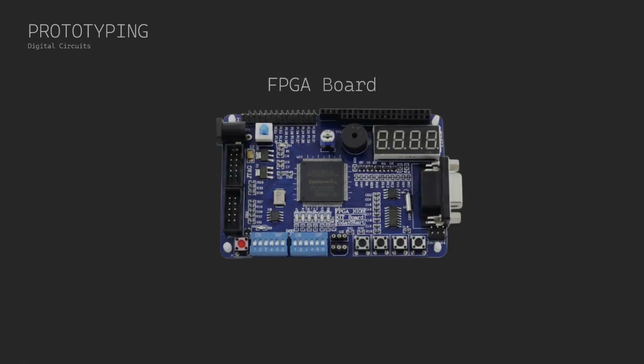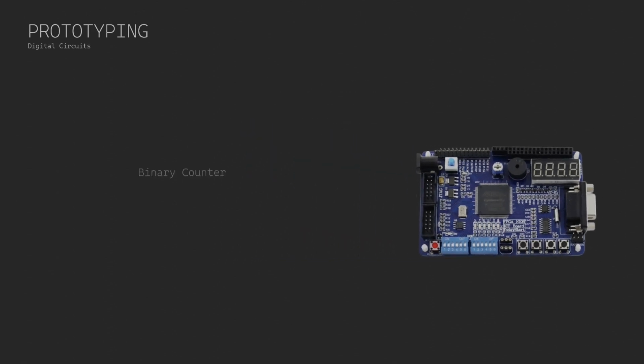But an FPGA is just a chip. We need LEDs and switches to interact with it. So, we have FPGA boards. This is an example board with LEDs and switches. Now let's build the same binary counter using an FPGA.